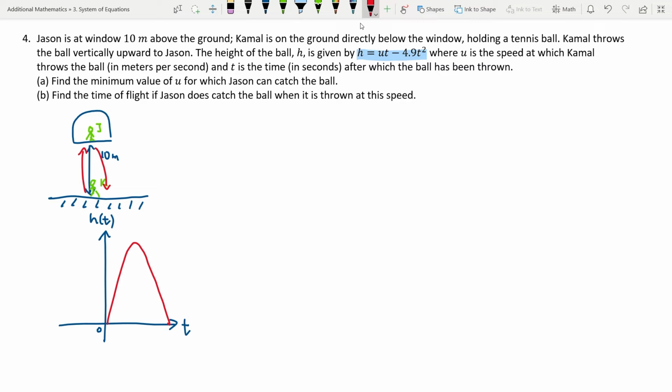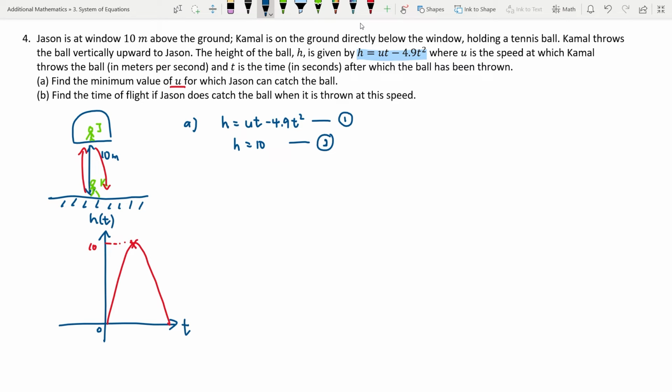A. Find the minimum value of u for which Jason can catch the ball. We are asked to find the smallest u in order for Jason to catch the ball. Jason is 10 meters above the ground. Therefore, the smallest maximum height must be 10. We have the height of the ball, h = ut - 4.9t². This is our first equation. And we need the height to be 10. This is our second equation.